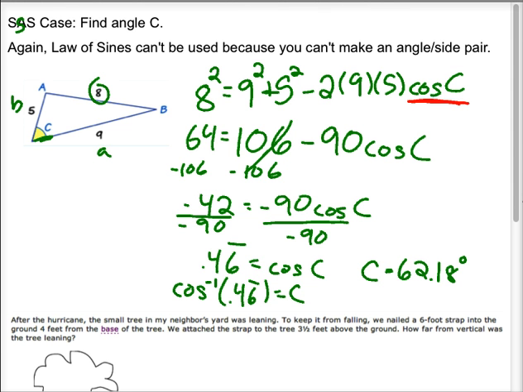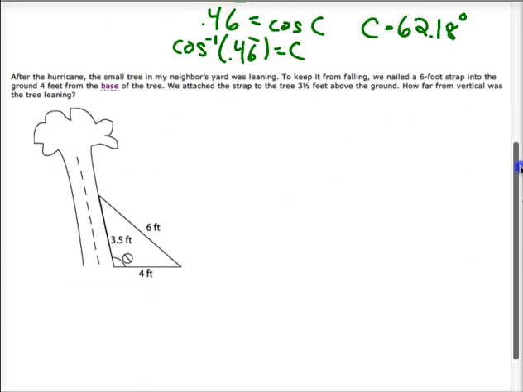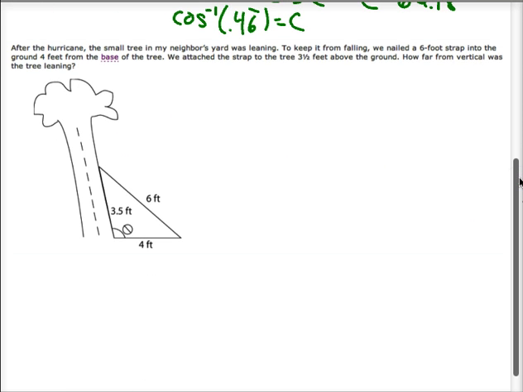So when you're looking for the angle, it gets a little bit messier. But all you have to do is a little bit of algebra. You can still end up solving for that angle. So let's do one last example to make sure we're getting this.